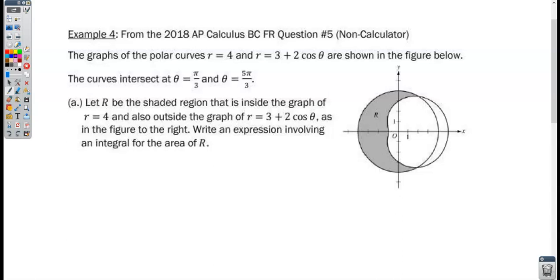So we're going to start with example 4 here, which comes from the 2018 AP Calculus BC. It's free response question number 5 from that year. It's a non-calculator question, and let's see what it has to offer.